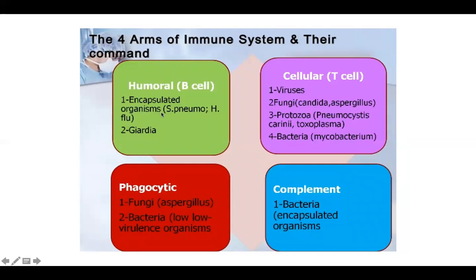Organisms like pneumococci, Streptococcus pneumoniae, which typically causes pneumonia. Then there is meningococcus, Neisseria meningitidis, which typically causes meningitis. And there is H. influenzae. H. flu is wrong; it's Haemophilus influenzae. So all these capsulated organisms, B cell immunity classically protects against them.